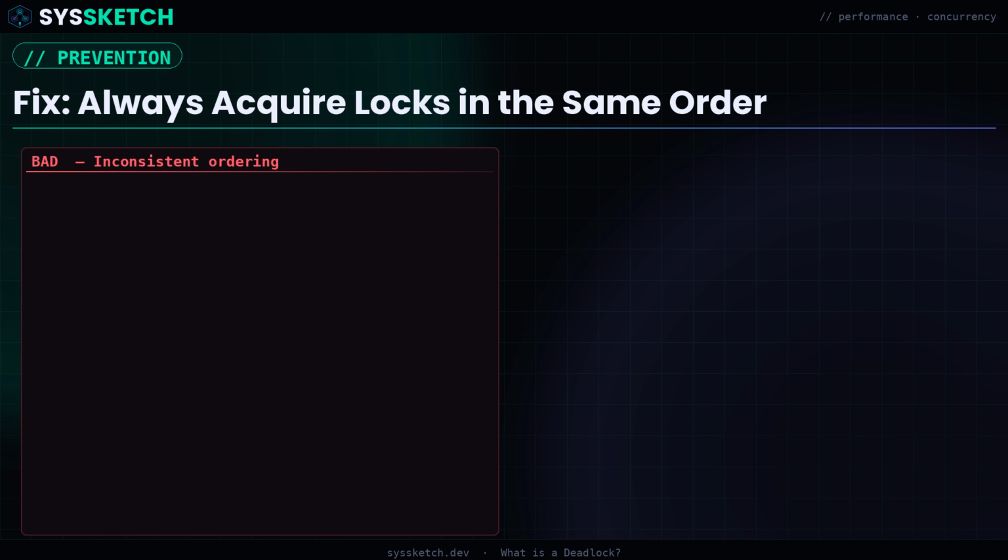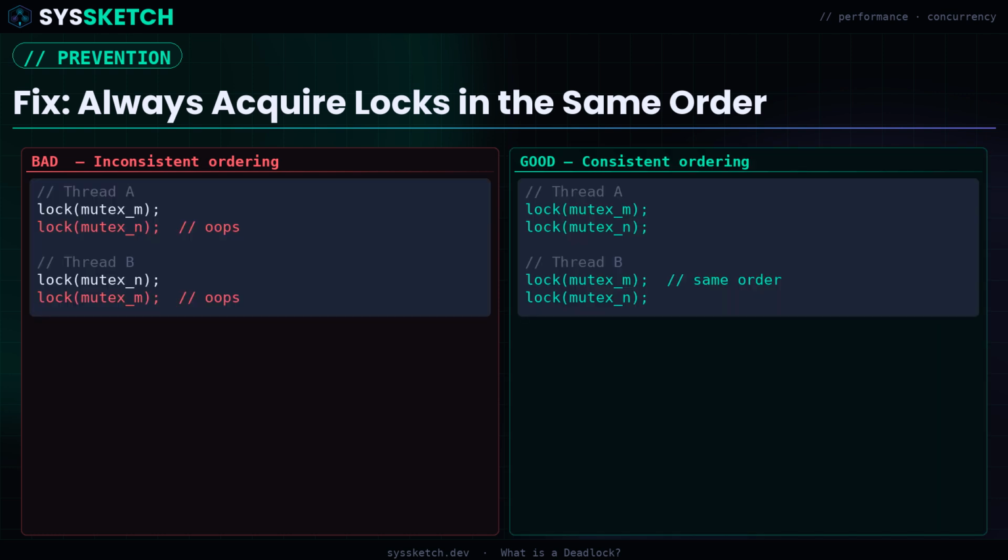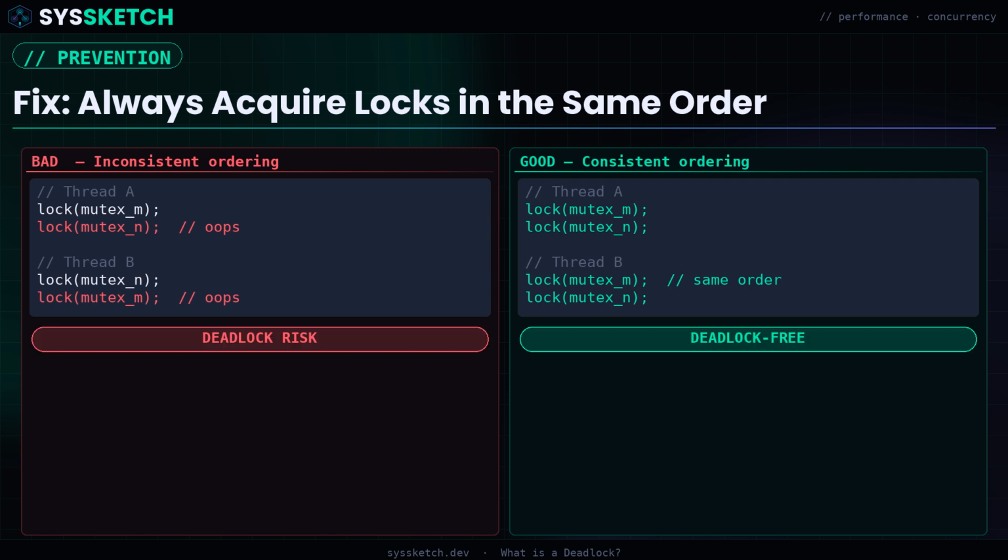The single most effective prevention strategy is consistent lock ordering. If every thread in your program always acquires locks in the same global order, a circular wait can never form. The bad pattern: thread A locks M then N, thread B locks N then M. The orders conflict and a deadlock is possible. The fix: both thread A and thread B lock M first and then N. Now no matter how the threads interleave, they can never form a cycle. This one rule eliminates circular wait entirely and costs you almost nothing.